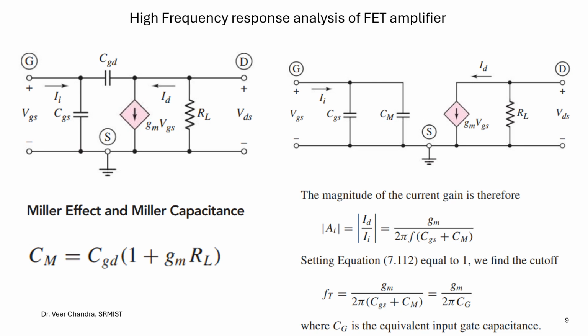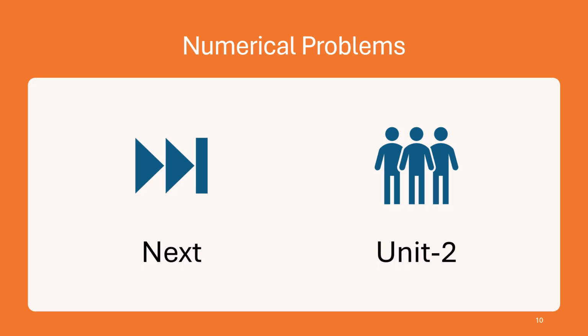So here first we have to find the gain and the cutoff frequency. Again it will be similar to 1 by 2 pi RC. So we'll solve and get gm divided by 2 pi (CGS plus CM). CM will be equal to CGD (1 plus gm RL). So this is also called the Miller capacitance. Also, ft will be equal to gm divided by 2 pi Cg.